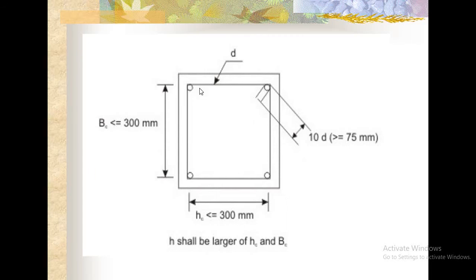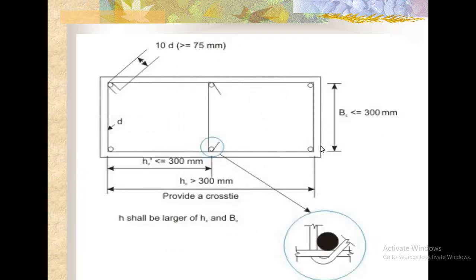And the distance, this is the core of concrete. It should not be greater than 300 mm in B, and the other side also should not be greater than 300 mm. H shall be larger than HC and BC. The total overall size, minimum size should be 300 mm, and the hoop edge hook length should not be less than 10 dia.